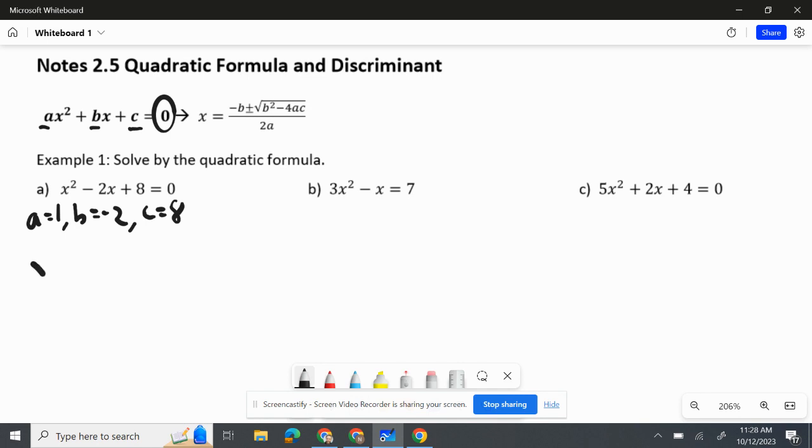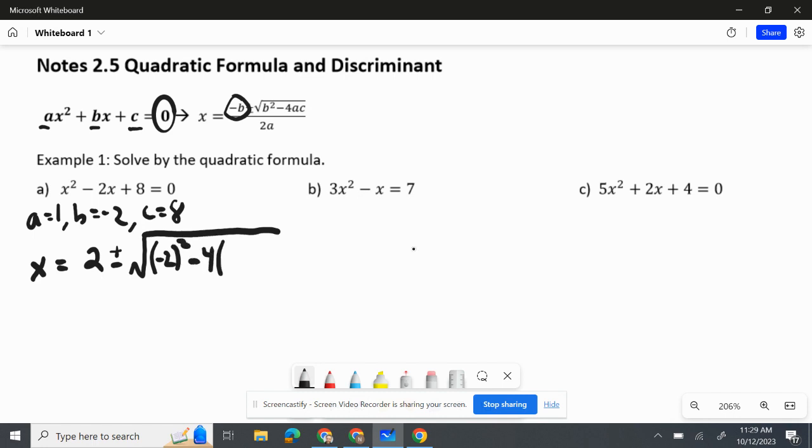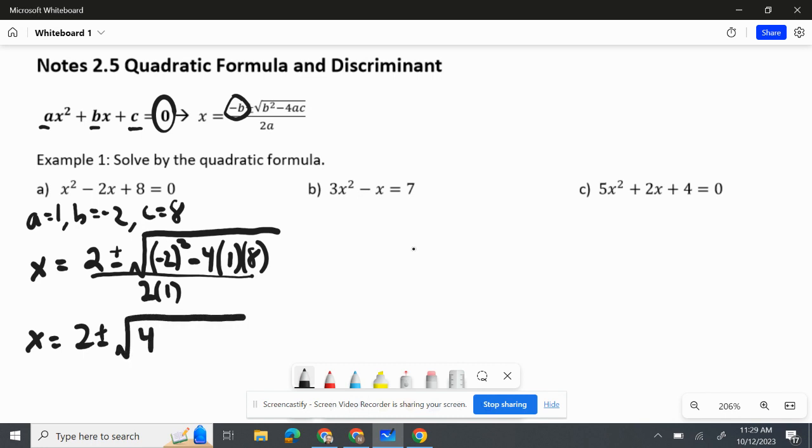So for our first one, our a value is 1, b value is negative 2, and c value is 8. So when I plug it in, I have a negative and a negative, which would be a positive. So that's why it's positive 2, plus or minus the square root. Then I have b squared, so negative 2 squared, minus 4 times 1 times 8, all over 2 times 1. So that becomes 2 plus or minus the square root. Negative 2 squared is 4, minus 4 times 1 times 8 is 32, all over 2.